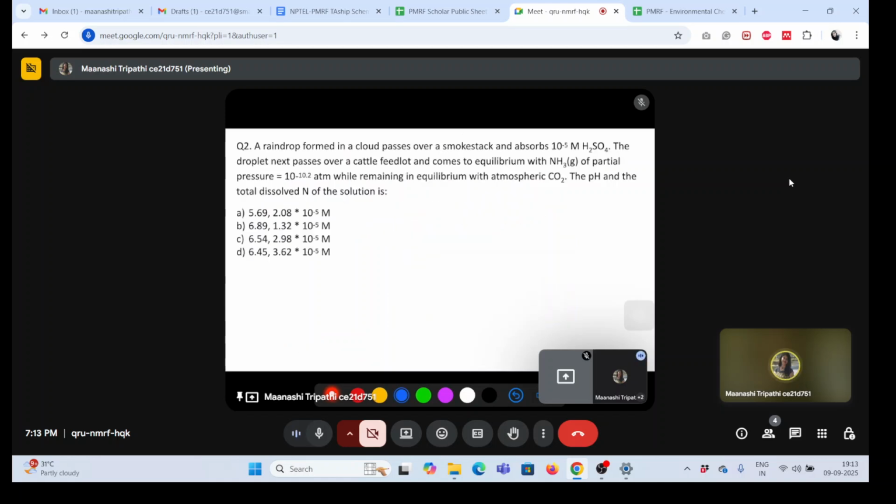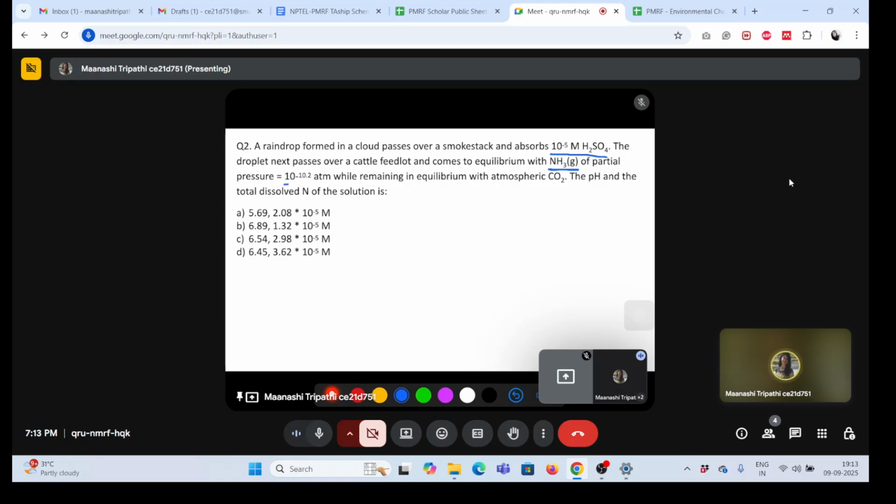Coming to next question, this is also a real life question. We get all kinds of problem. A raindrop formed in a cloud passes over a smoke stack and absorbs 10 raised to power minus 5 molar H2SO4. That is how we get acid rain, right? The droplet next passes over a cattle feedlot and comes in equilibrium with ammonia gas. The urine, all those things will release ammonia gas into the atmosphere, right? So from there, this raindrop has collected ammonia gas.